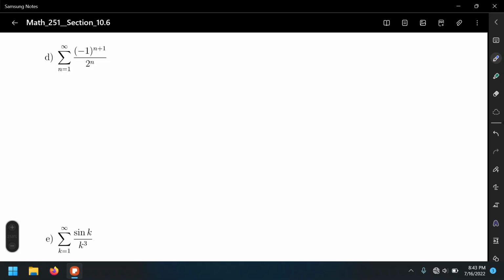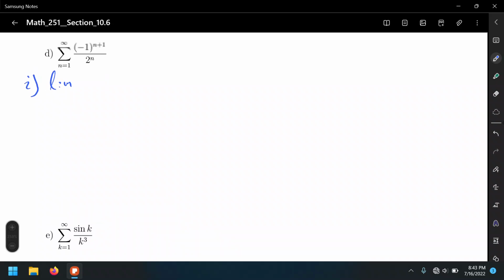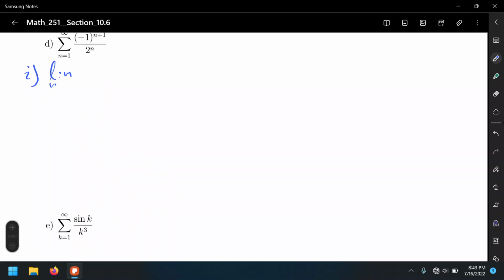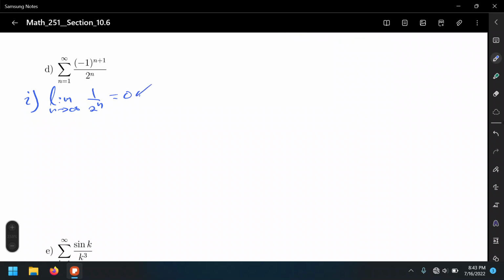That is, the first condition, that the limit, in this case, as n approaches infinity of 1 over 2 to the n. So that is everything except the alternating factor, and this one, of course, happens to be 0.